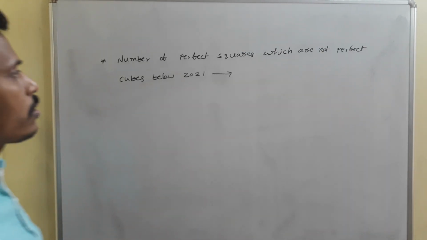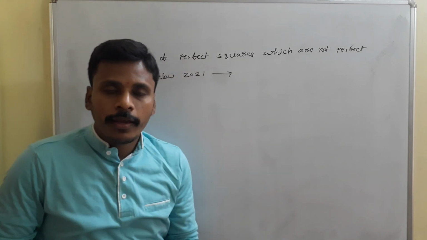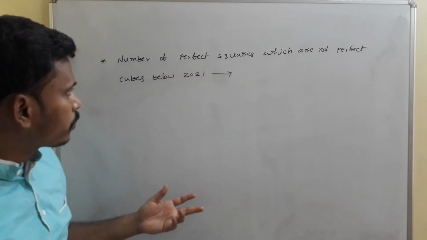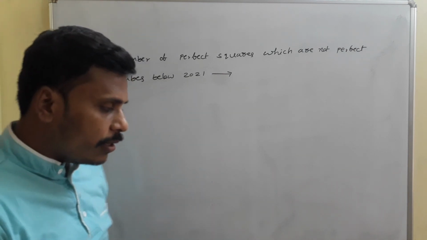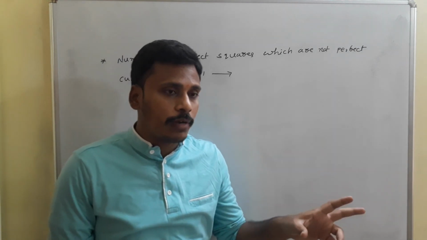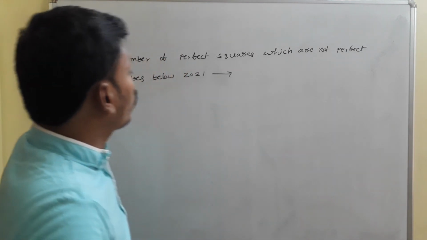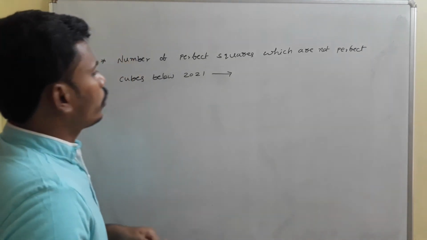See, the question is to count the number of perfect squares which are not perfect cubes below 2021. So we need to identify a number which is a perfect square and not a perfect cube, and that number should be less than 2021. First of all, what are the perfect squares below 2021?